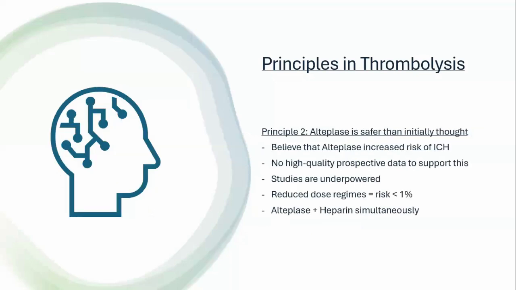The second principle is looking at alteplase specifically. There was this belief that alteplase increases your risk of intracranial hemorrhage, but there's actually no high-quality data to support this, mainly because most of the studies were underpowered. If you do a reduced dose regimen of thrombolysis for your high-risk submassive patients, the risk of ICH is actually less than 1%.